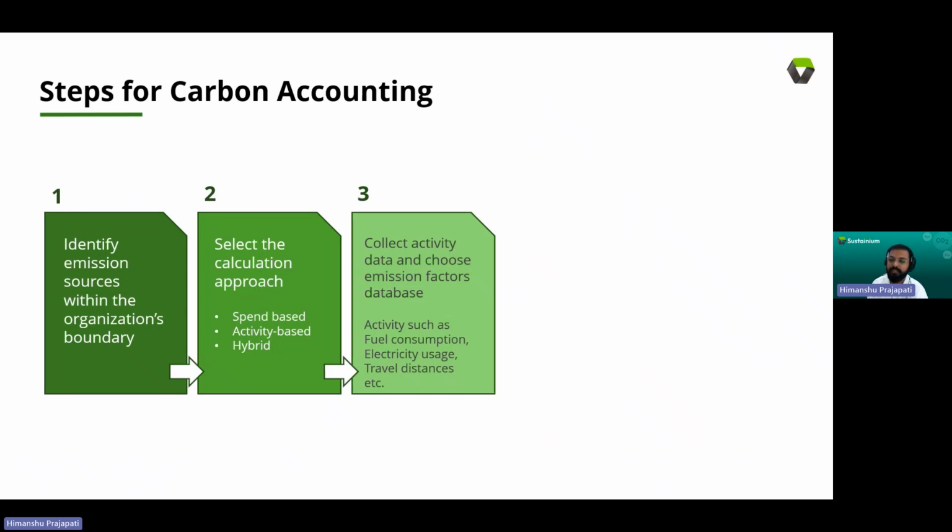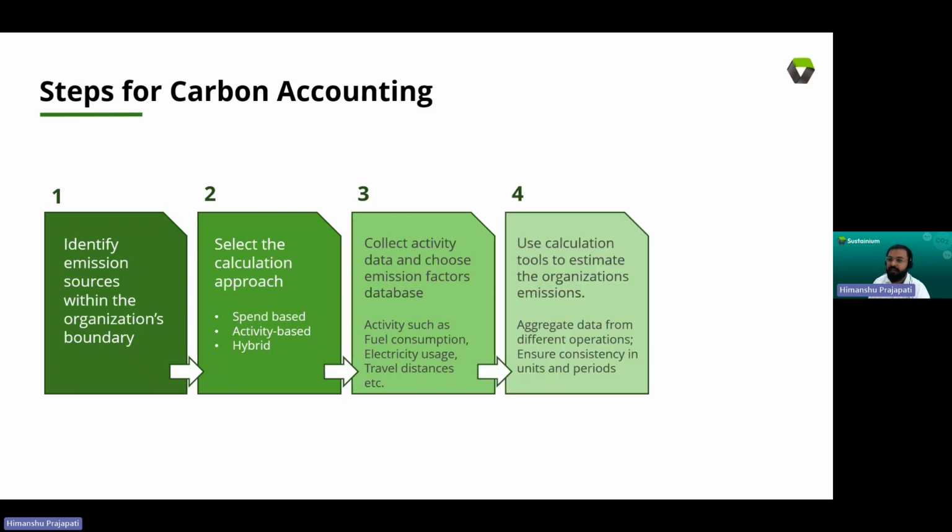Also, it's very important to understand which type of activity we are doing and accordingly use those emission factors. So for activities such as fuel consumption, electricity usage, travel distances, the emission factors will be different for different countries. Thereafter, it is the use of calculation tools.